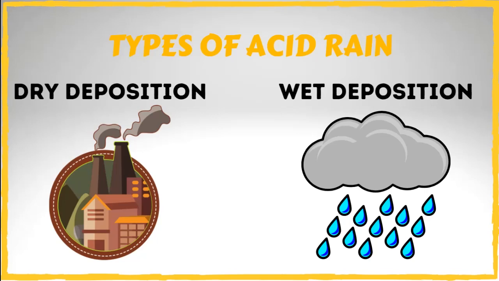On the other hand, wet deposition is what we most commonly think of as acid rain. The sulfuric and nitric acids formed in the atmosphere fall to the ground mixed with rain, snow, fog, or hail. This form of deposition occurs when any form of precipitation removes acids from the atmosphere and delivers them to the Earth's surface.